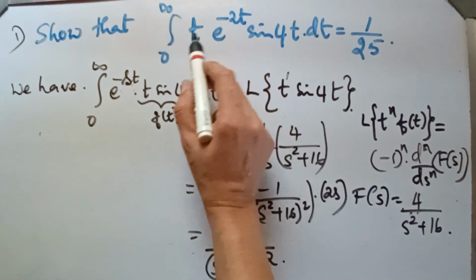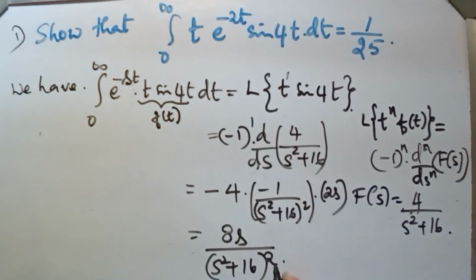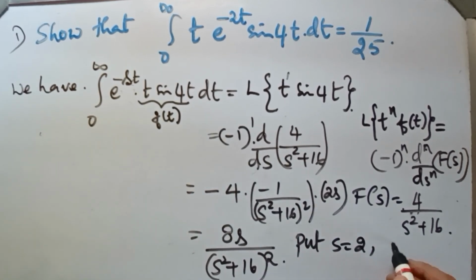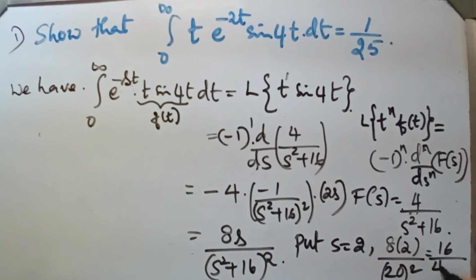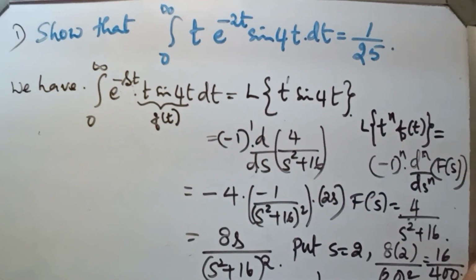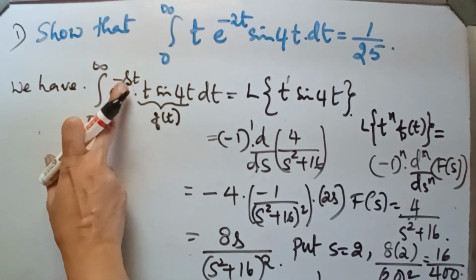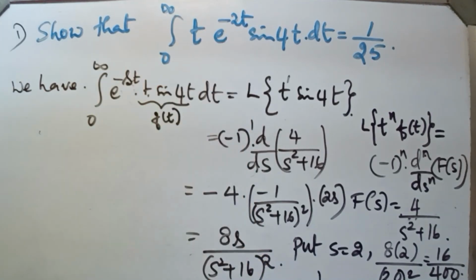Now I want the integral of t e^(−2t) sin 4t dt. So here s equals how much? 2. So put s equal to 2. What happens? 8 into 2 divided by (2² = 4, 16 + 4 = 20) 20 squared. This is equal to 16 by 400, which is nothing but 1 by 25. So first let us make use of the definition of the Laplace transform in terms of s, then replace s by the required value. Here the required value is 2.